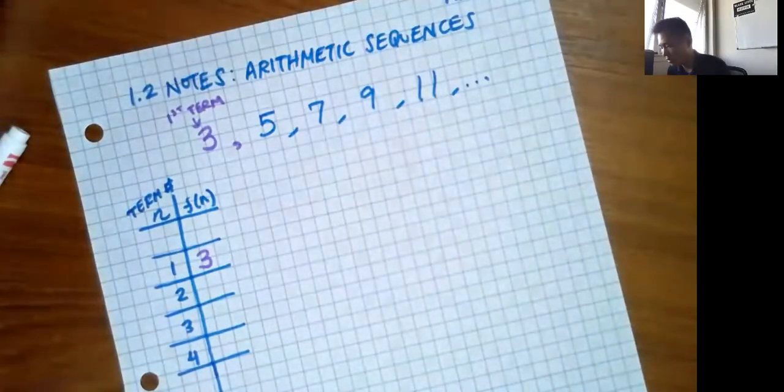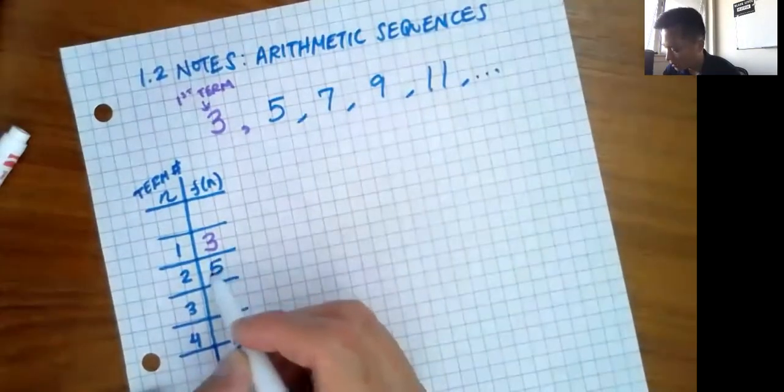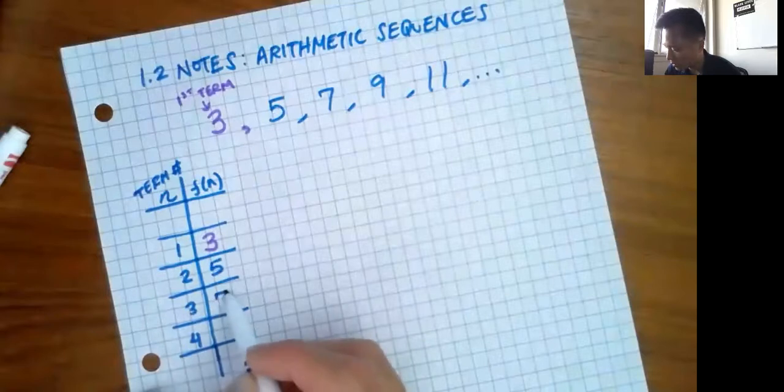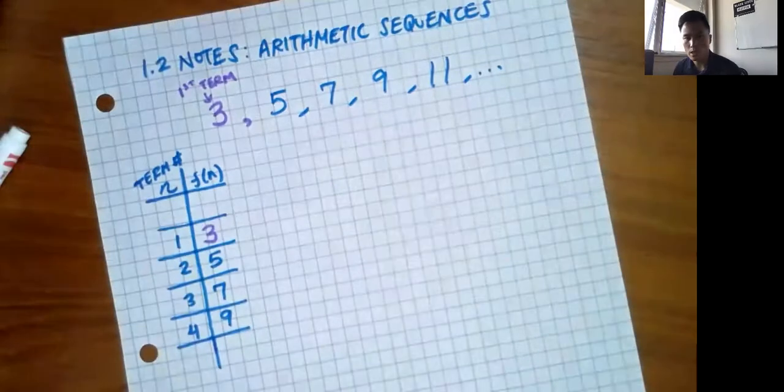And then the second term in the sequence is 5. The third term in the sequence is 7. The fourth term is 9. And we'll stop the table there for now.